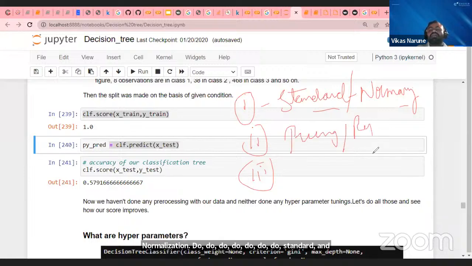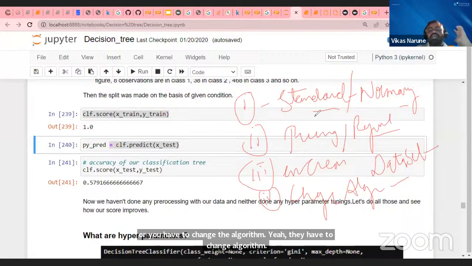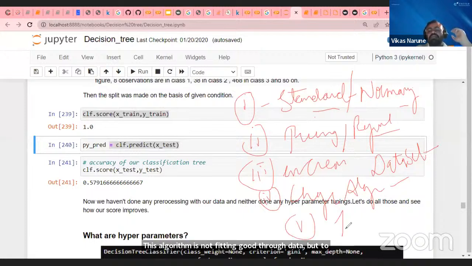Use a pruning method or bring in regularization, guys. Or you have to increase your data set, whatever data set is there, try to increase it. Or you have to change the algorithm, because this algorithm is not fitting well to the data. Or, the last option, we can do hyperparameter tuning.